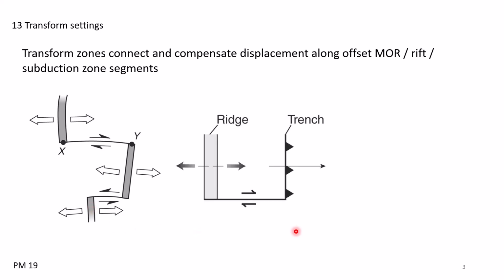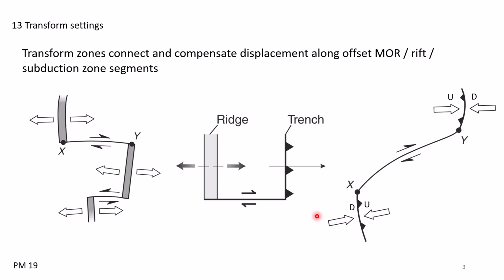Of course, there are other possibilities. We have here a mid-oceanic ridge that is connected with a transform fault with a subduction zone, with the trench of a subduction zone that forms the boundary to an overriding neighboring lithospheric plate, which might be oceanic or continental.